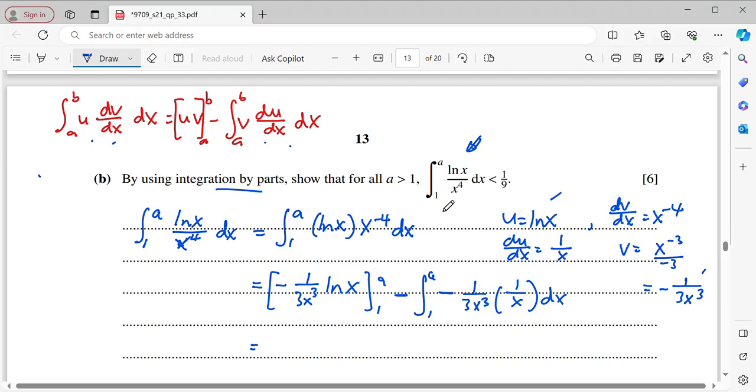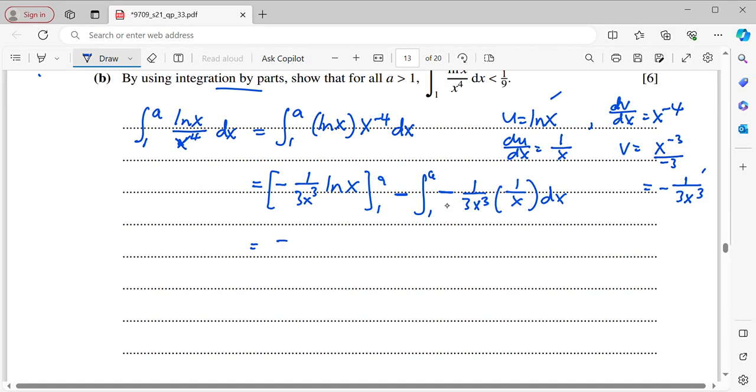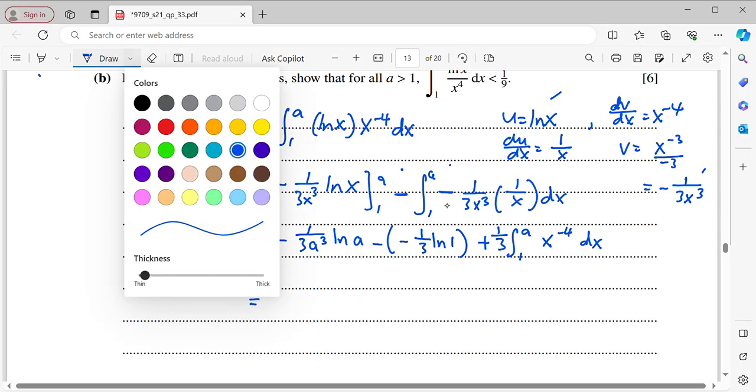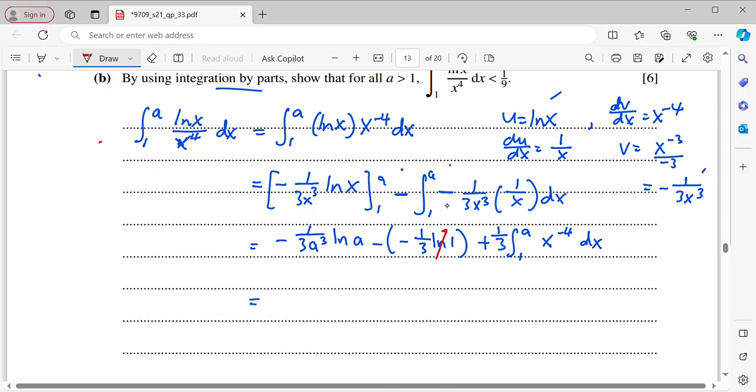Then from here, it's going to be negative 1 over 3a cubed ln a minus negative 1 over 3 ln 1. So the minus and minus becomes plus. Then the x cubed and x becomes x to the power 4 in the denominator. At the same time, the 1 over 3 can be taken out. So I will move up the x to the power 4, and it becomes x to the power negative 4. Then from here, for your information, ln 1 is 0.